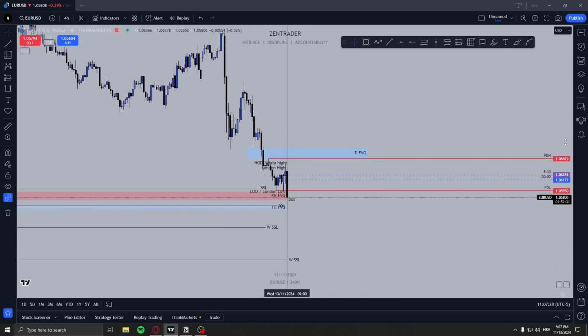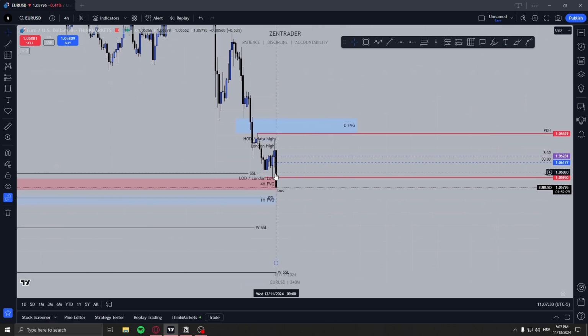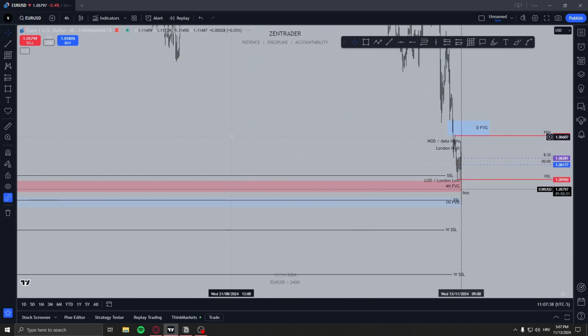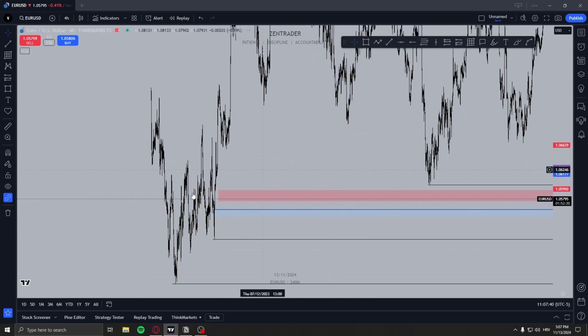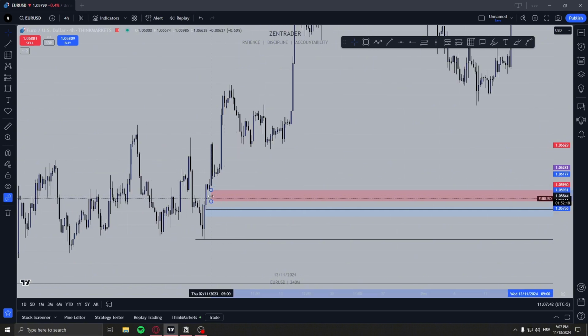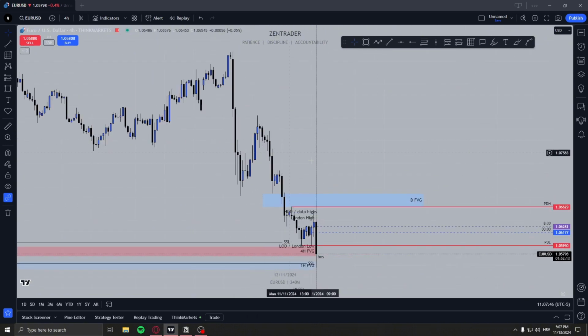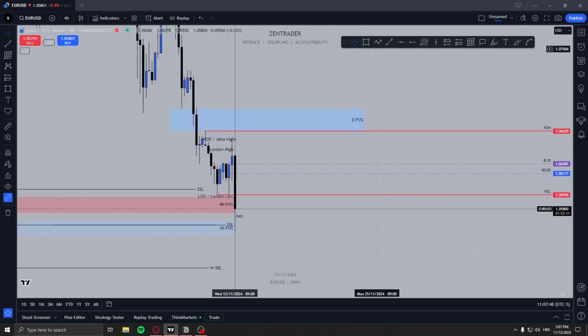On the 4 hour, I saw that we have these two liquidities, these two swing lows that are a liquidity pool, which we swept. And we had this 4 hour fair value gap and also this daily liquidity. Okay, that's the daily one. We had this right here, daily 4 hour fair value gap. Okay. Other than that, we didn't have much.